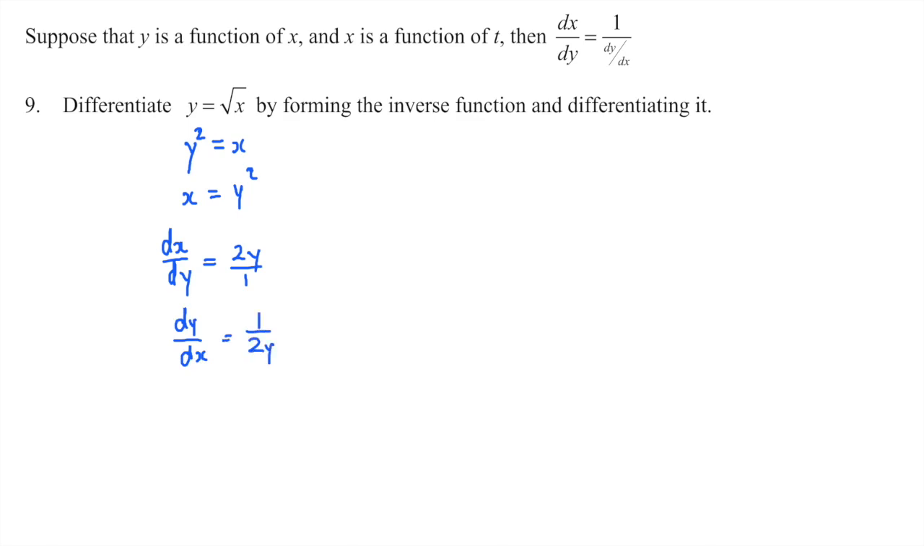But y is equal to, if I look up here, the square root of x. So dy/dx equals 1 over 2 square root x. That's what we've actually done. That's what this rule here is saying. It's saying if you find dx/dy and turn it upside down, that's another way to help you find dy/dx.